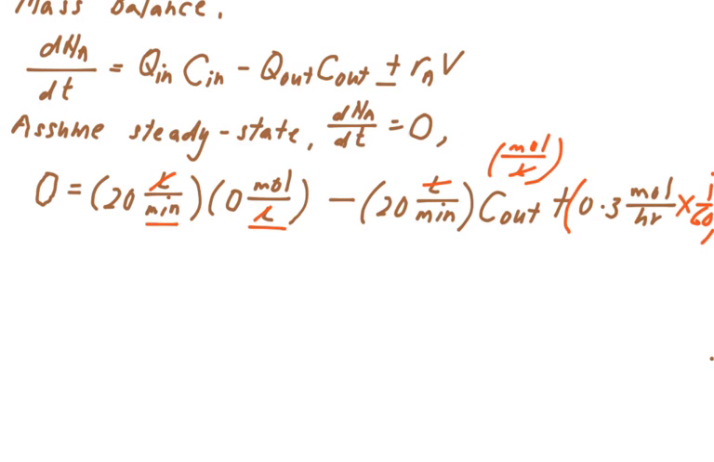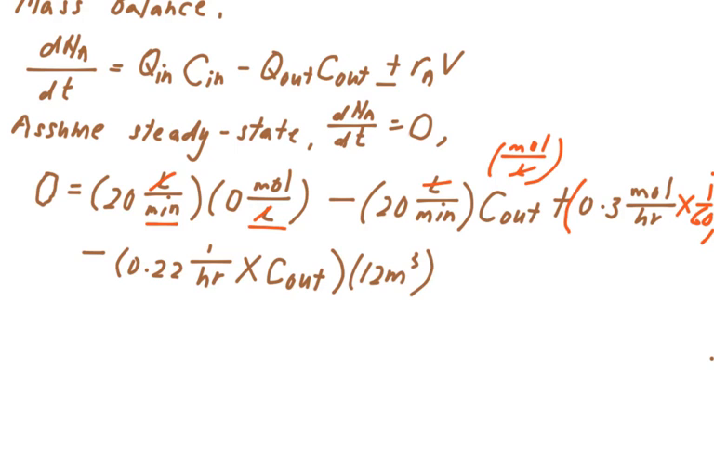Now, don't forget there's the depletion term. Your depletion term will be the K value, which is given as 0.22 per hour, multiplied by the concentration out, and don't forget your term V. The volume in this case was given as 12 meter cube.